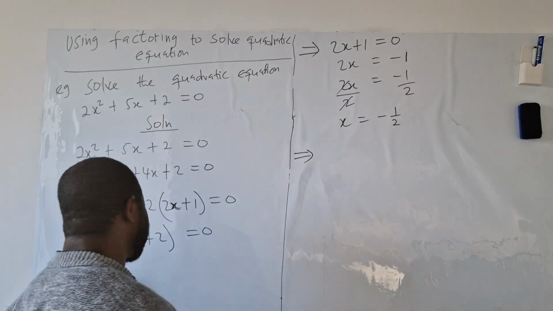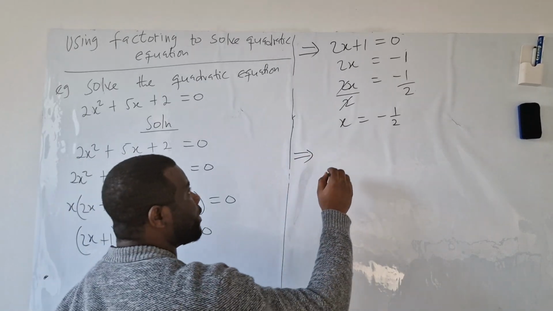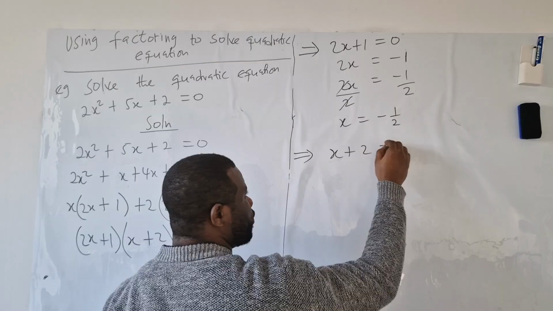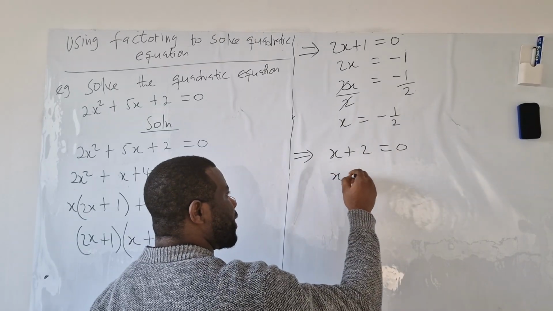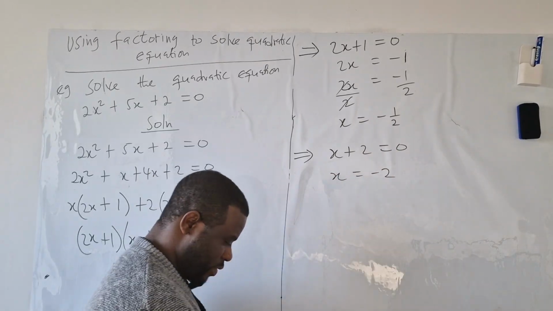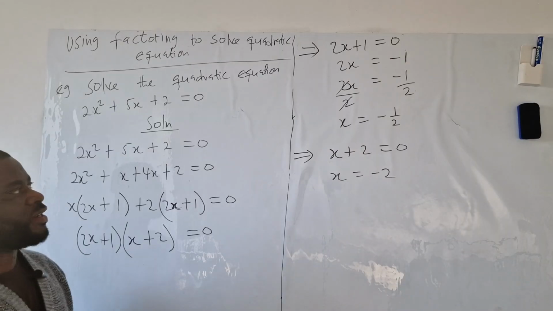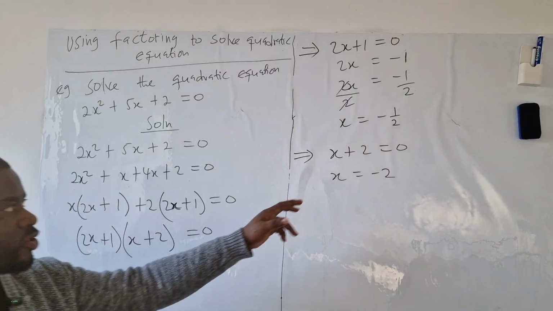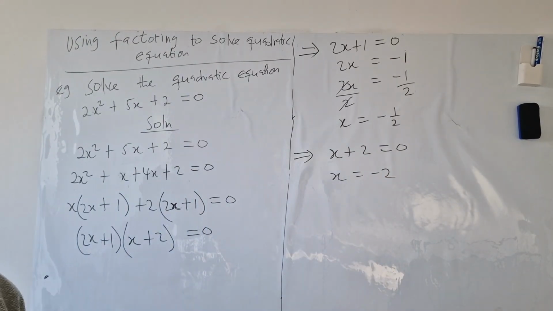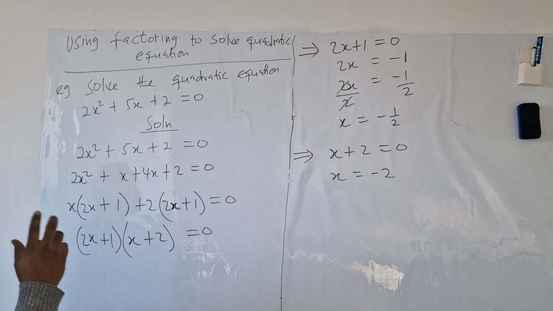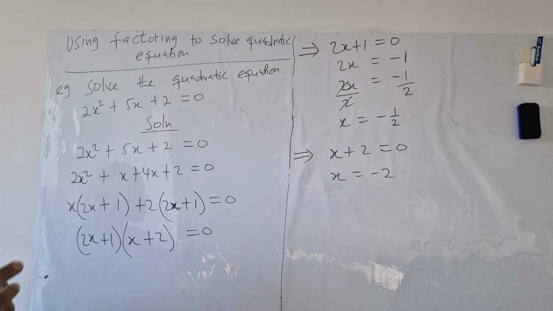Then this also implies that the second bracket, which is x plus 2, is also equal to 0. Then x equal to minus 2. So we have been able to solve for the 2 values of x, x equal to minus half, x equal to minus 2. This is how we use the factoring method to solve quadratic equations. Good. So that is that for this one. I hope you love this method too.